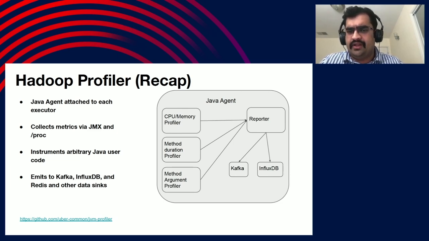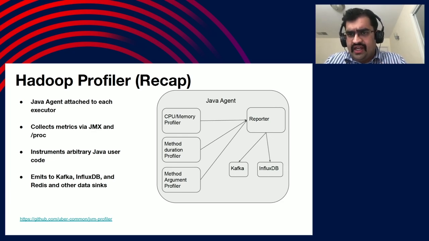The second thing is method duration profiling. So let's say you have some API calls which you are making to the name node or data node, and you want to profile them. Hadoop Profiler is the way to do it. And the third thing is method arguments profiling. So if you are making some remote API calls and you are passing some arguments, Hadoop Profiler lets you profile them as well.